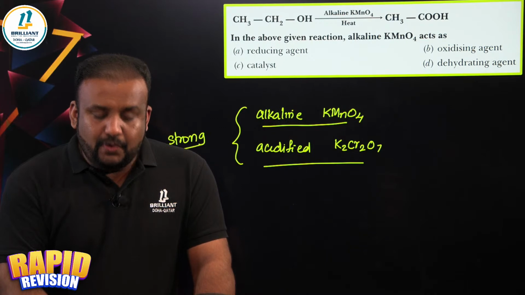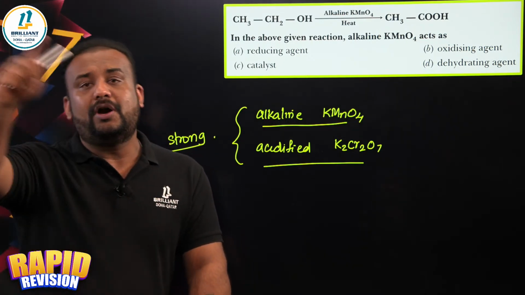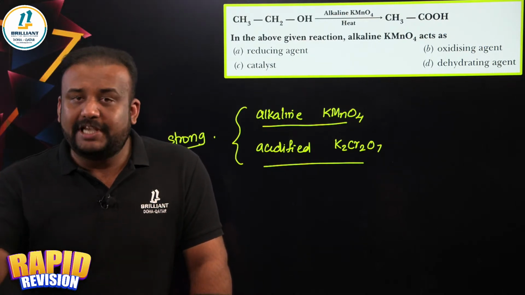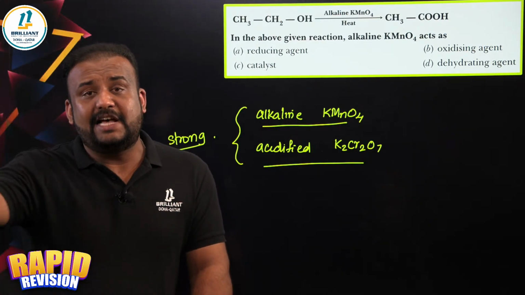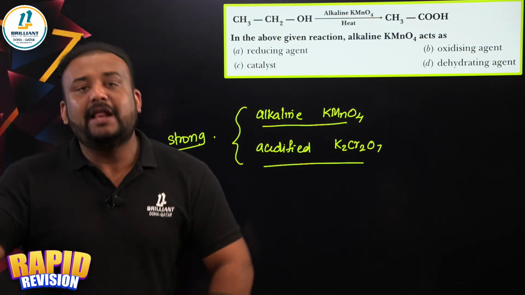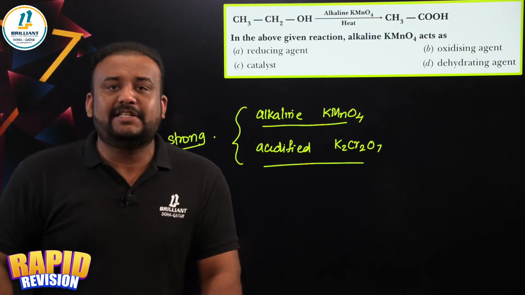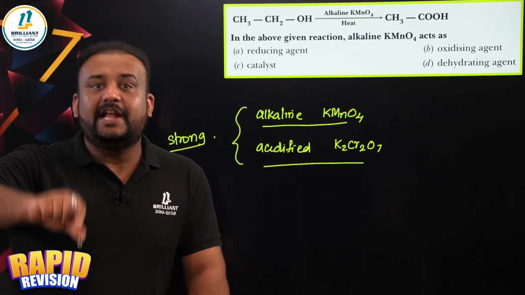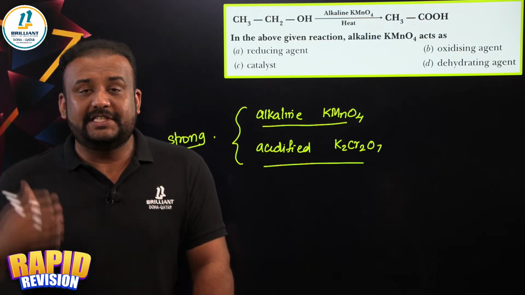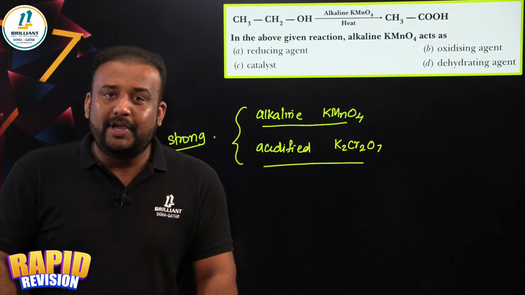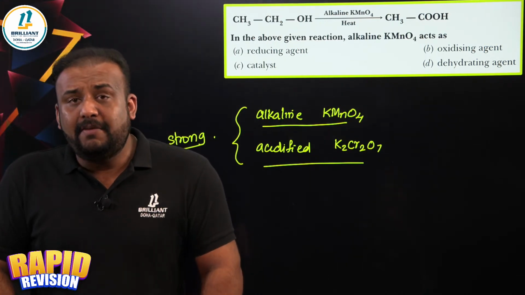So they can be used for converting alcohol into carboxylic acid. The example given in your textbook is ethanol to ethanoic acid. So in the exam, if they ask what will happen if you treat propanol with alkaline KMnO4, do not think that it's an out of syllabus question. Propanol is an alcohol, so you will get the corresponding acid from that. Which is the corresponding acid of propanol? Propanoic acid. So this is a very important reaction.